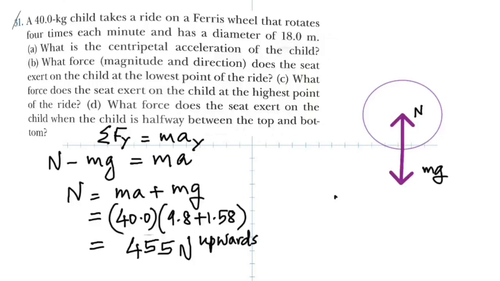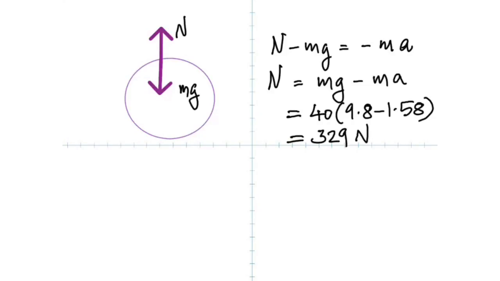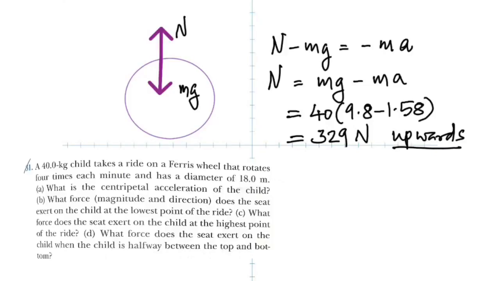In the C part, what force does the seat exert on the child at the highest point of the ride? At the highest point, the forces acting are again the normal force up, the weight down. But this time, remember that the centripetal force is towards the center, which means it's acting down. So you got to put equal to negative ma, which gives N is mg minus ma. And so it comes out to be 329 Newton upwards.